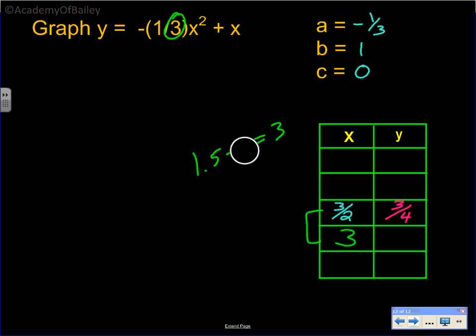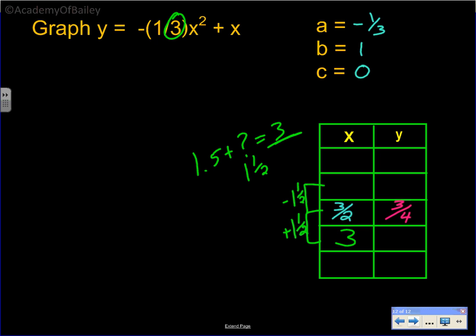I don't want to use x. Let me just put a question mark there. Well, what number does the question mark have to be? Well, the question mark has to be 1.5, right? 1.5 plus 1.5 is equal to 3. So this was up 1.5. So we should also go down 1.5.